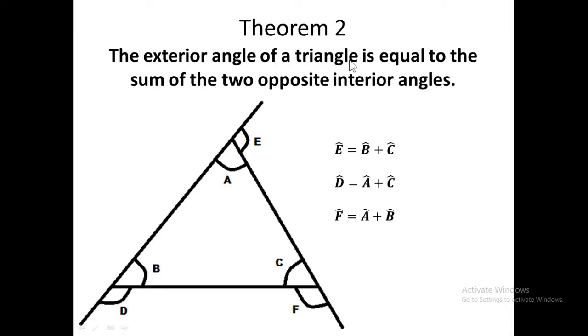Then the second theorem we have to learn in triangles says that the exterior angle of a triangle is equal to the sum of the two opposite interior angles of that triangle. The keywords we have here are exterior angle and interior angles. What are exterior angles? What are interior angles?